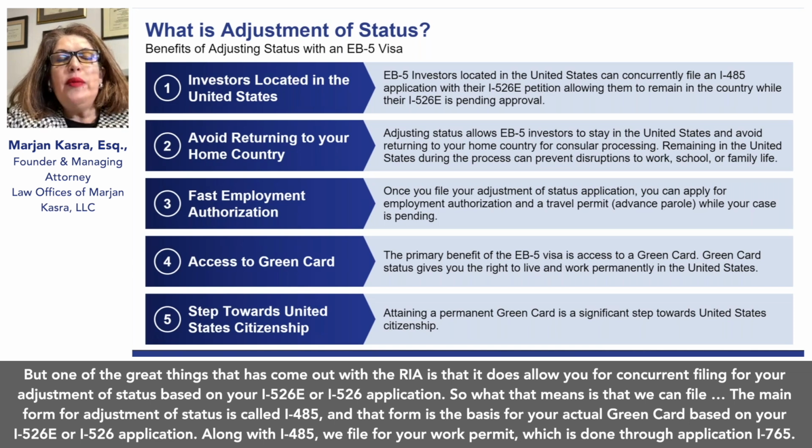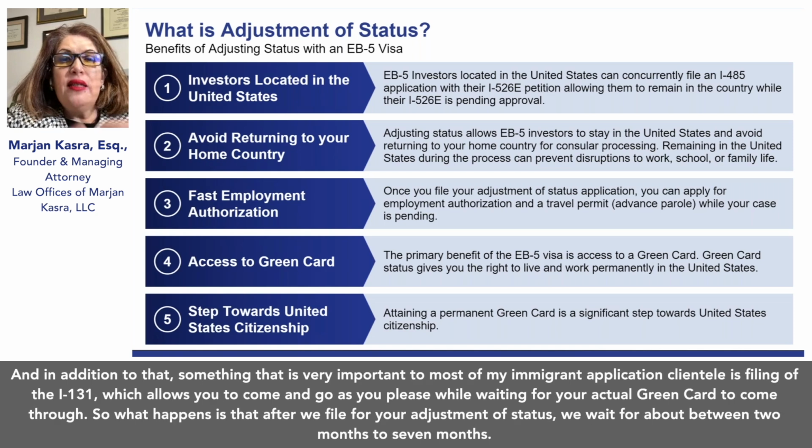And that form is the basis for your actual green card based on your I-526E or I-526 application. Along with I-485, we file for your work permit, which is done through application I-765. And in addition to that, something that is very important to most of my immigrant application clientele is filing of the I-131, which allows you to come and go as you please while waiting for your actual green card to come through.